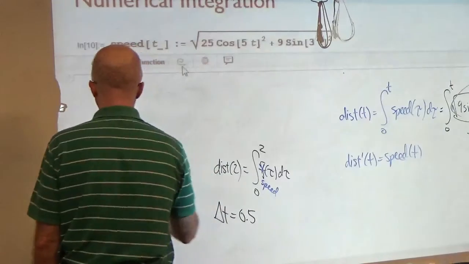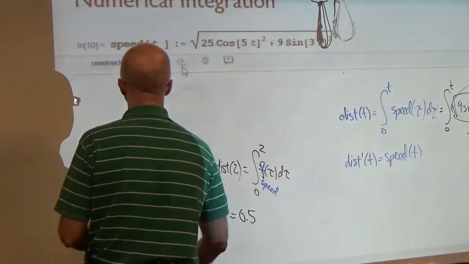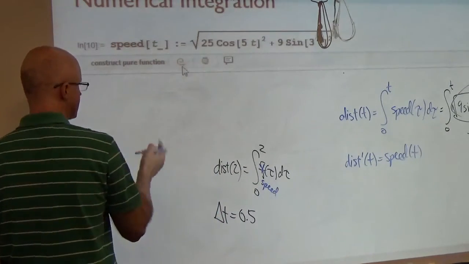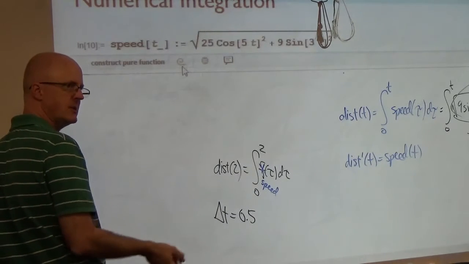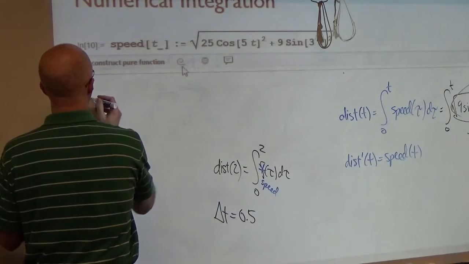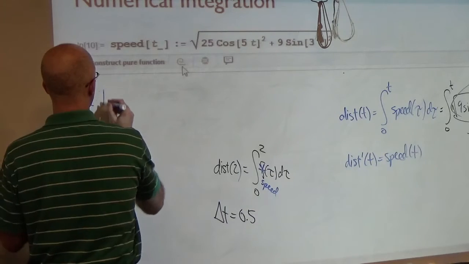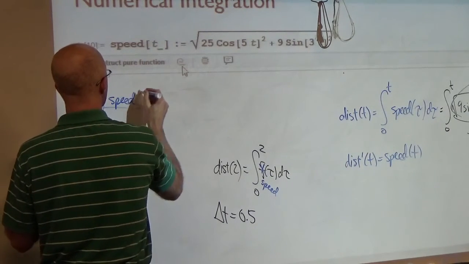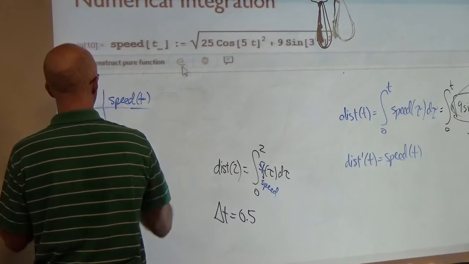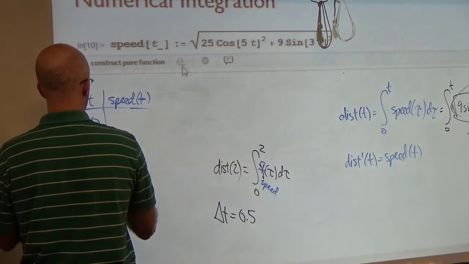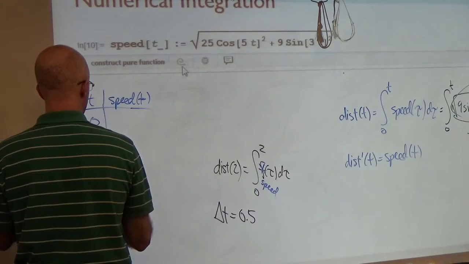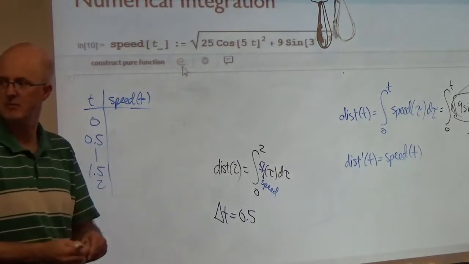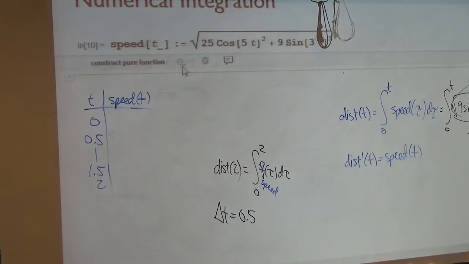If I'm going to use numerical integration, it would be good to find the values of that speed at 0, 0.5, 1, 1.5, and 2. I'll call it t like I'm doing here. What are the values of the speed? Plug in different values. In fact, I can sort of do it all at once. Like this.